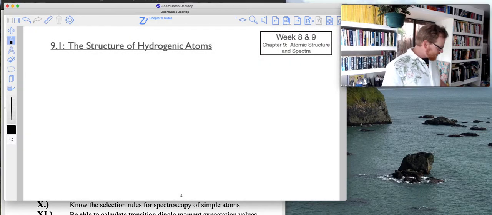I think I left myself a whole blank page. I did. Great. So continuing along.